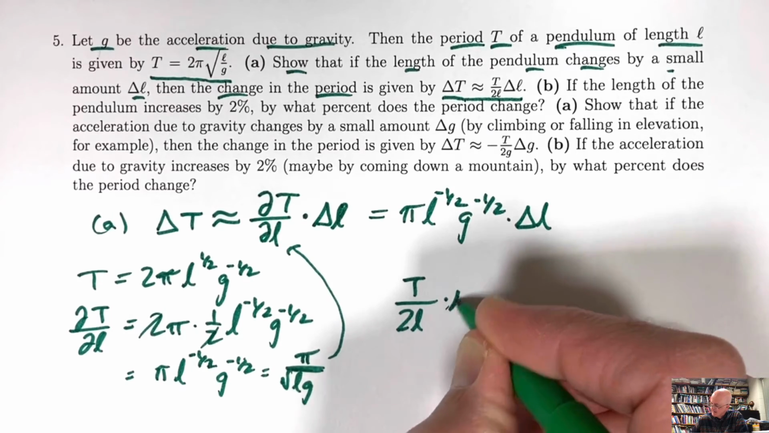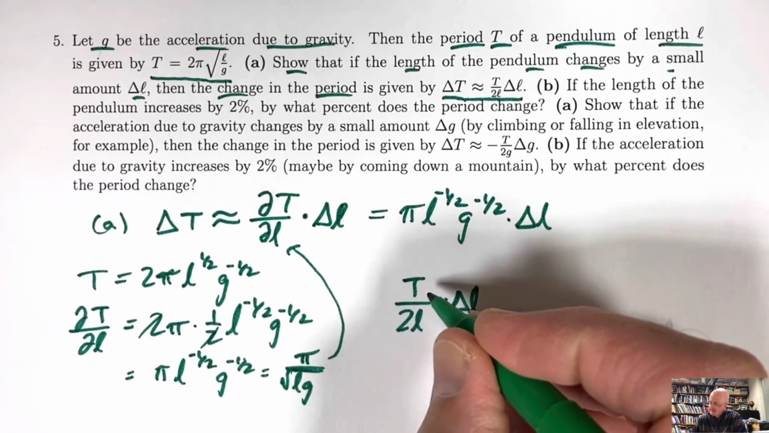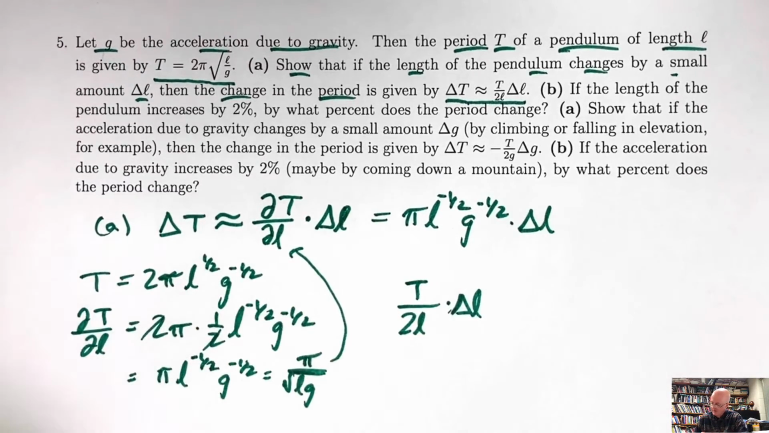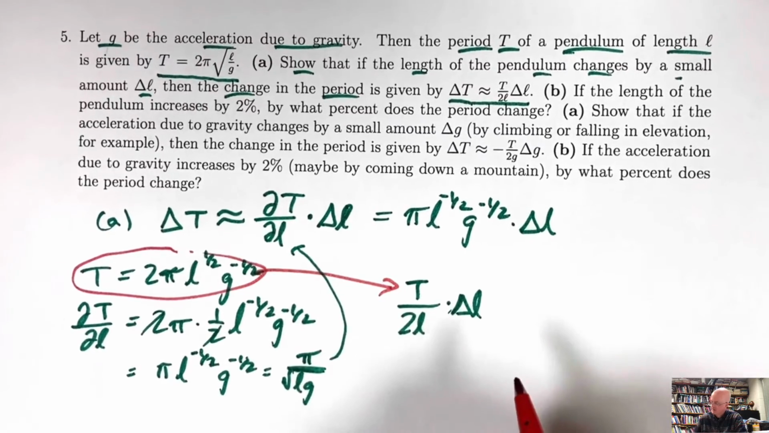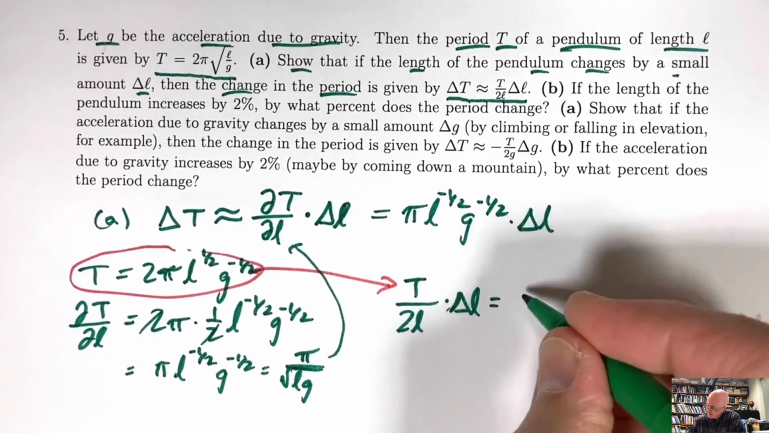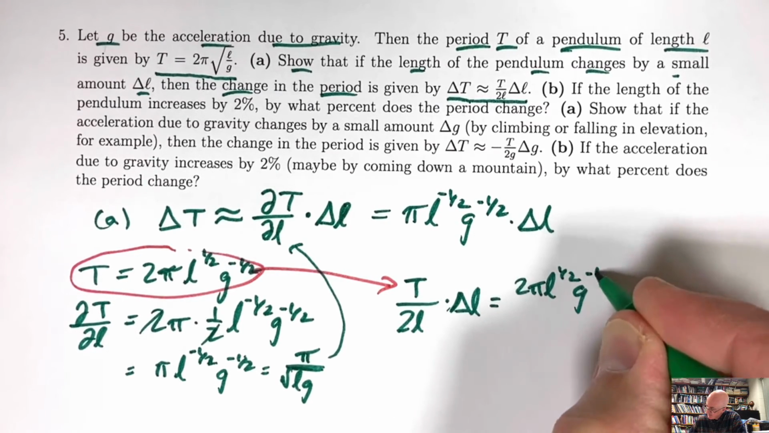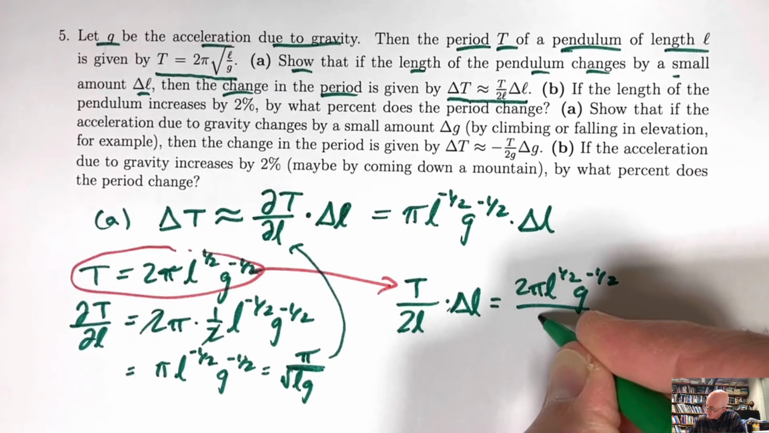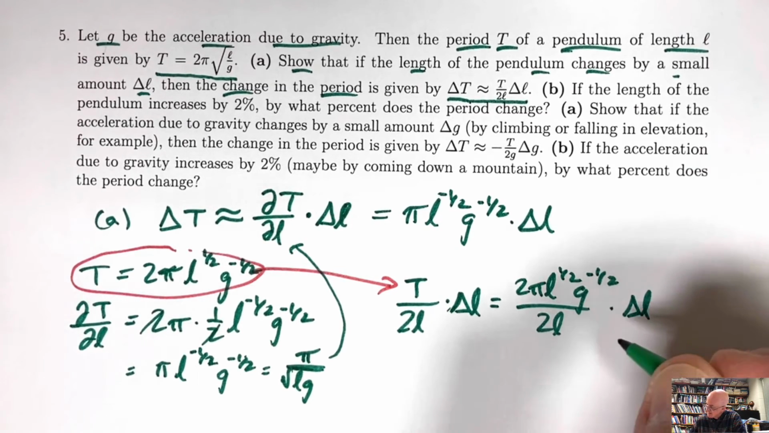Well, you might look at it and say, well, it doesn't really simplify. Yes, it does. Replace t with this and see what happens. So make that replacement. 2 pi L to the 1/2 g to the negative 1/2 over 2L times delta L. We do get some simplification.